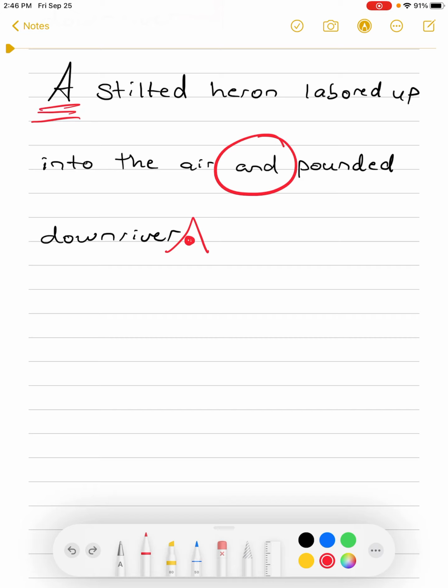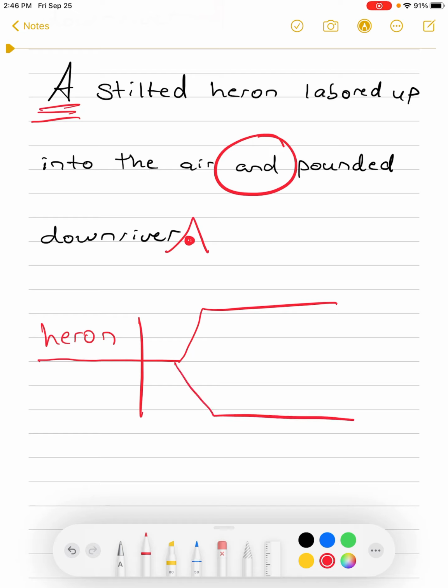All right, let's diagram it. Now, I know all my diagrams start off with the plus sign, but in this case, I know I'm going to have a subject over here, heron, but it did two things. So I need a rocket ship formation. So a heron, what did the heron do? It labored and pounded. So heron, labored, and pounded, that is the unit of meaning in this sentence. That's what I need to know.